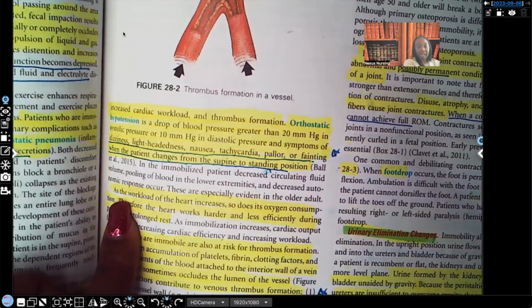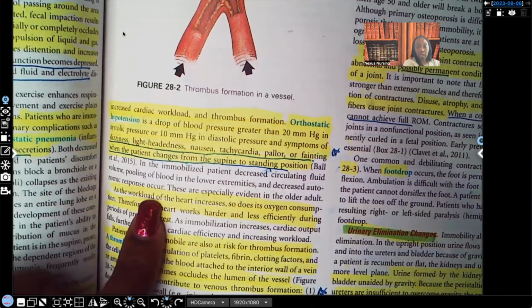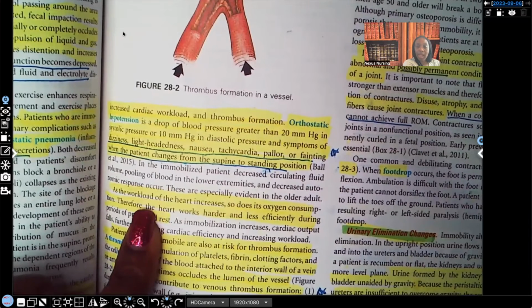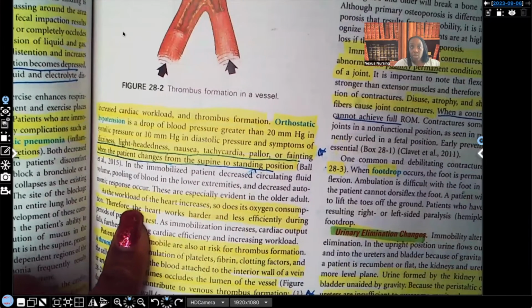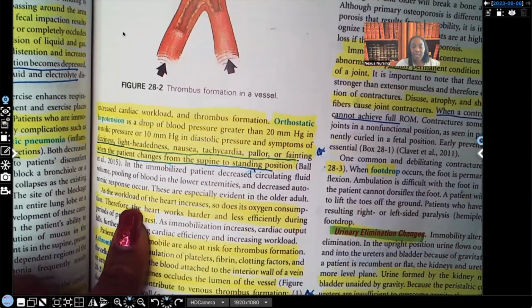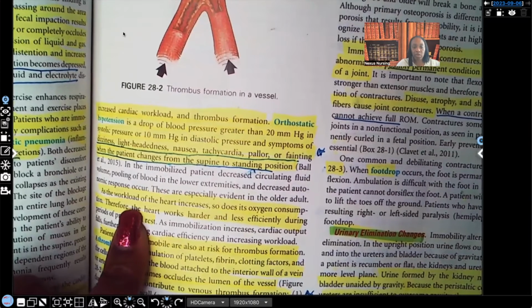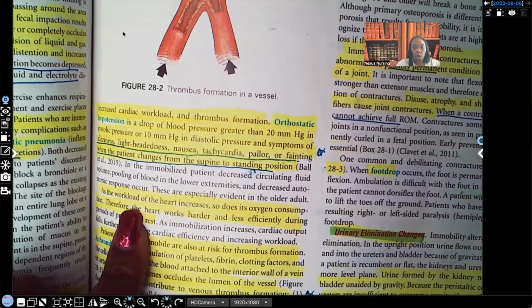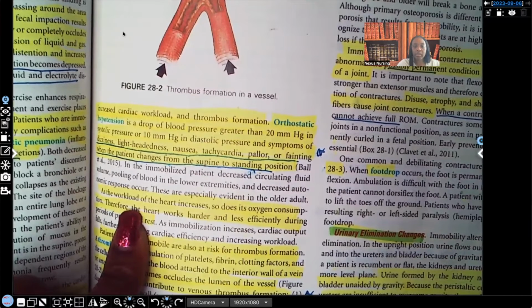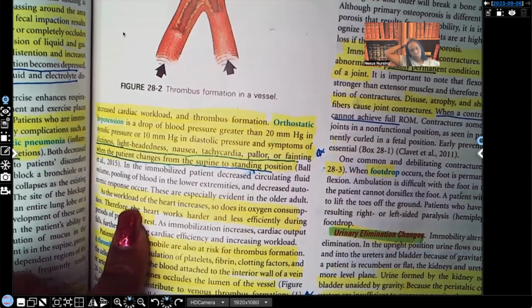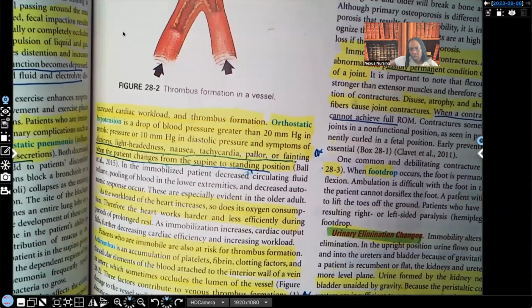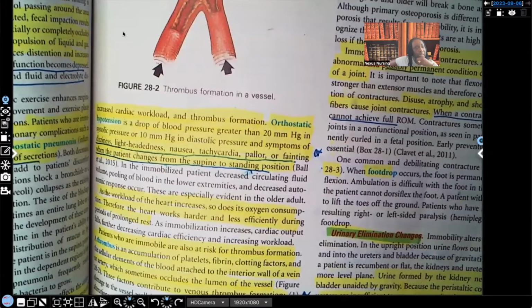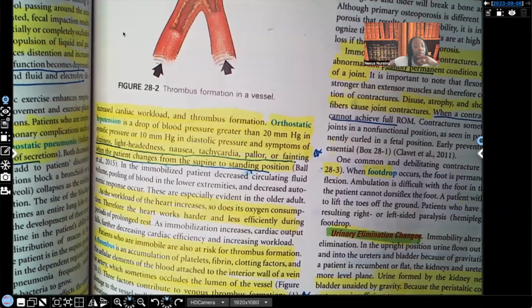Down here, it says, as the workload of the heart increases, so does oxygen consumption. The more that your body's working, the more oxygen that it's going to need because it feeds on oxygen in order to work. So as the workload of the heart increases, so does oxygen consumption. We have a problem here. The workload of the heart's increasing, oxygen consumption's increasing, but the metabolic rate is still low.